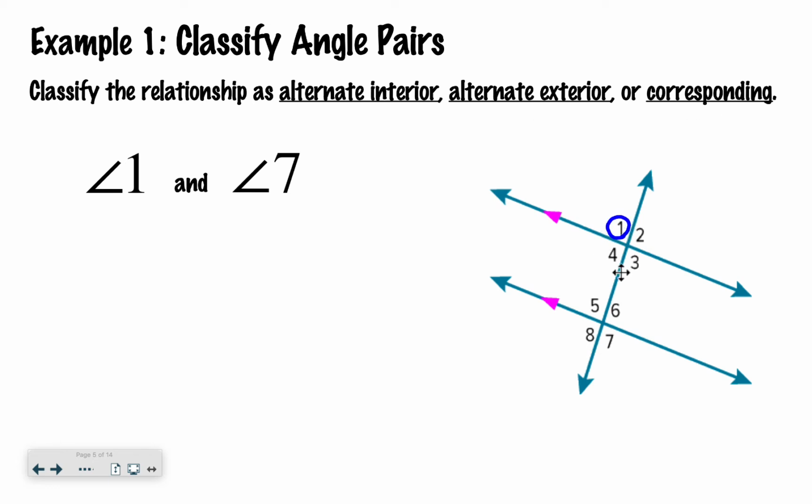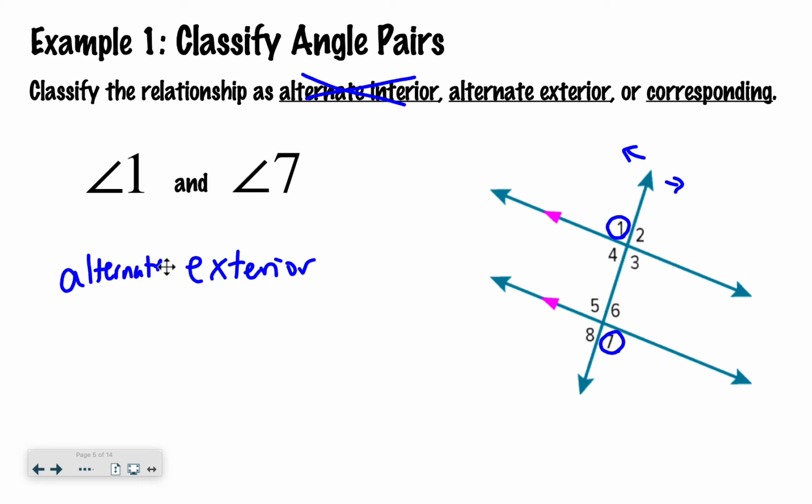So I have angle 1 and angle 7. I notice right away they're on the outside of my parallel lines, so I know they're exterior. So I know that it can't be alternate interior. Alternate exterior means they're on opposite sides of the transversal, so I would have one on the left, one on the right. In this case, I have one on the left and one on the right, so I know that these are alternate exterior.